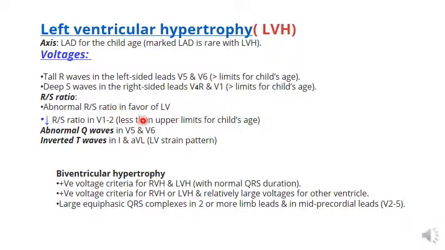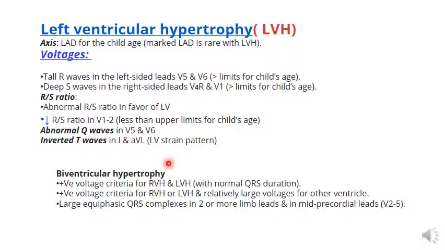RS is an abnormal ratio in V1 to V2. Here the S wave will be high, decreasing the ratio because S is taller than R. Abnormal Q waves in V5 and V6, and inverted T wave in lead 1 and aVL, so left ventricular strain pattern.